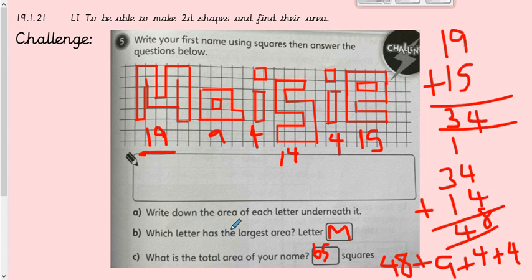Which letter has the largest area? So that was just the one where it had the most squares inside. So in my case, it was the M. And then what is the total area of your name? So this probably took you guys quite a while as well. You just had to add up all of the squares to get the answer. So that probably took you guys a while.